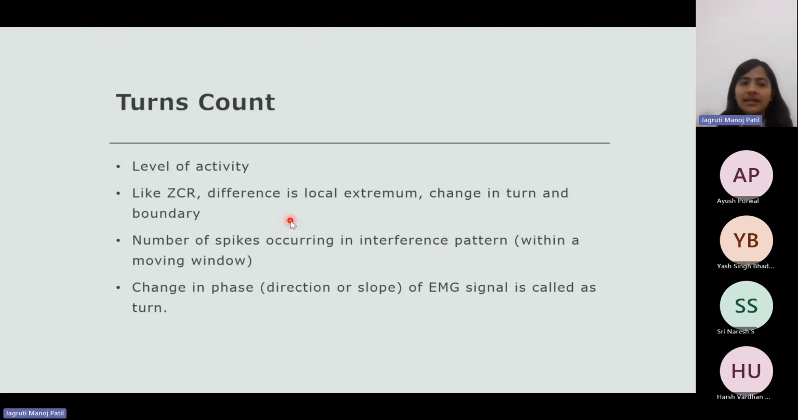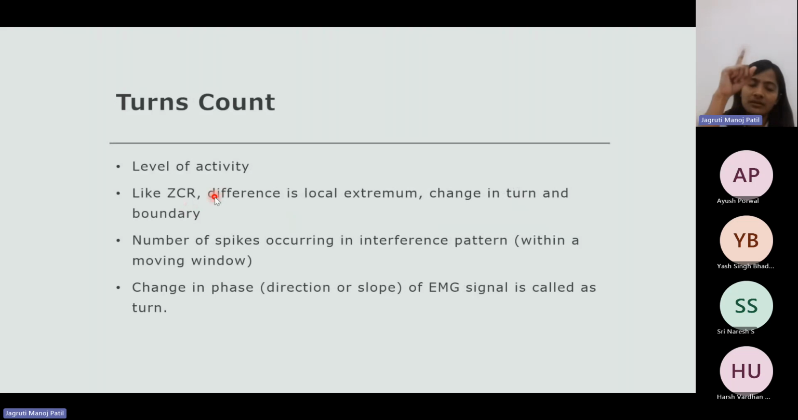Another measure is the turns count. It tells us the level of activity. It's very similar to the zero crossing rate, but different in that here we are looking at how the waveform is changing over its extremes, how many times it's turning, and not how many times it's crossing the midline or the baseline. So it's the change in turn and the boundary.